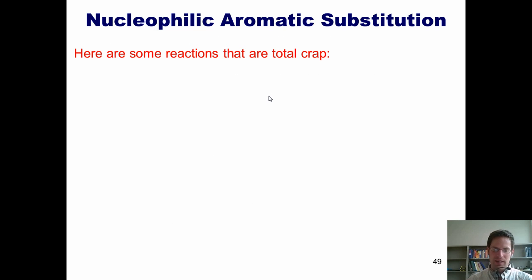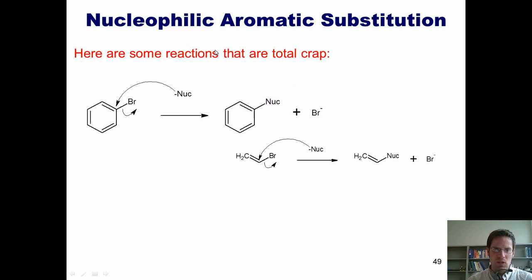And here is our final topic, which is one I've never taught you before, but you will likely encounter on standardized exams. Nucleophilic aromatic substitution. Foremost, I want to tell you guys that these two reactions are total crap. Do you see this? Imagine a nucleophile coming in here to a benzene ring carbon and kicking off a bromine, or a nucleophile coming in here to a vinyl carbon and kicking off a bromide. These reactions are total crap.